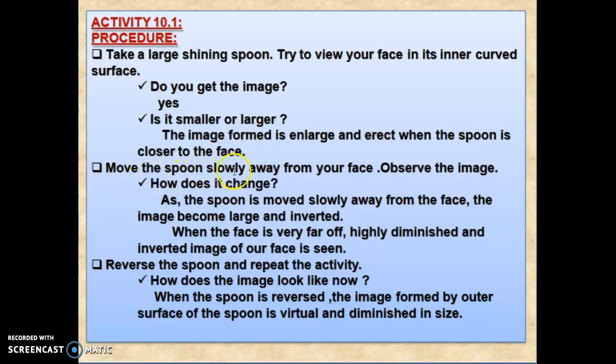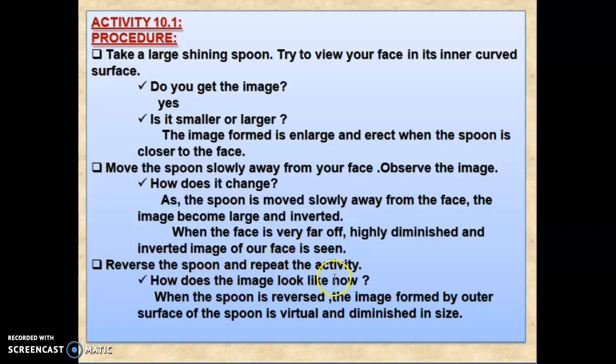Next, move the spoon slowly away from your face and observe the image. What change do you get? As we move the spoon away from the face, the image becomes large and inverted. Inverted means it is in an inverted position. When the face is very far off, a highly diminished and inverted image of your face is seen. Now reverse the spoon and repeat this activity.